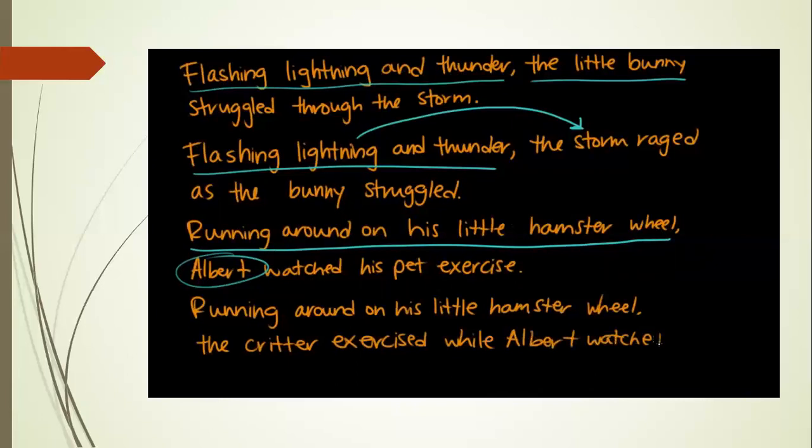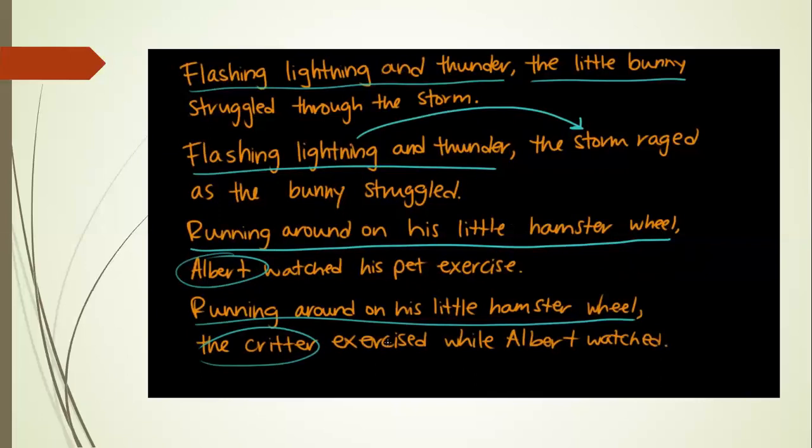Right, so this is how we made our change. We still have running around on his little hamster wheel at the beginning, but then we sort of switched around the order of Albert and his pet. So now we have the critter following the modifier that it's supposed to be modified by.